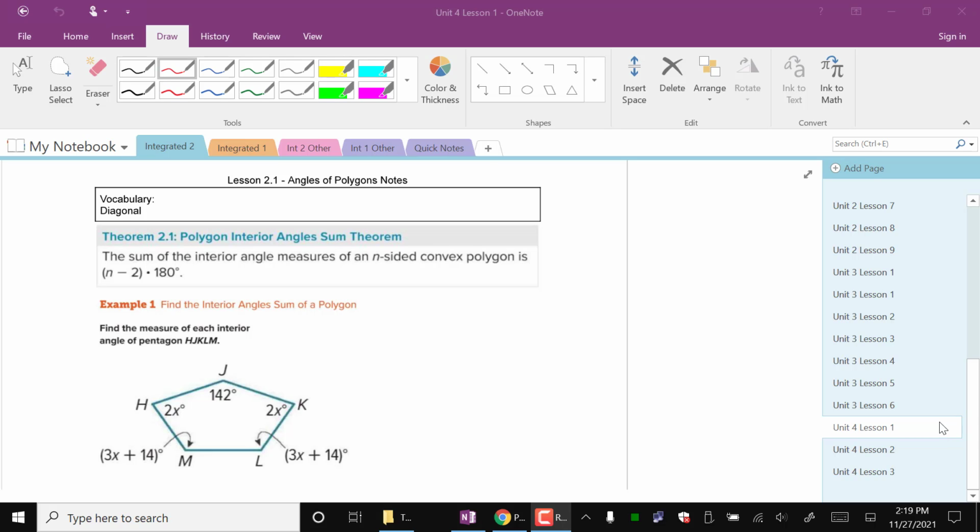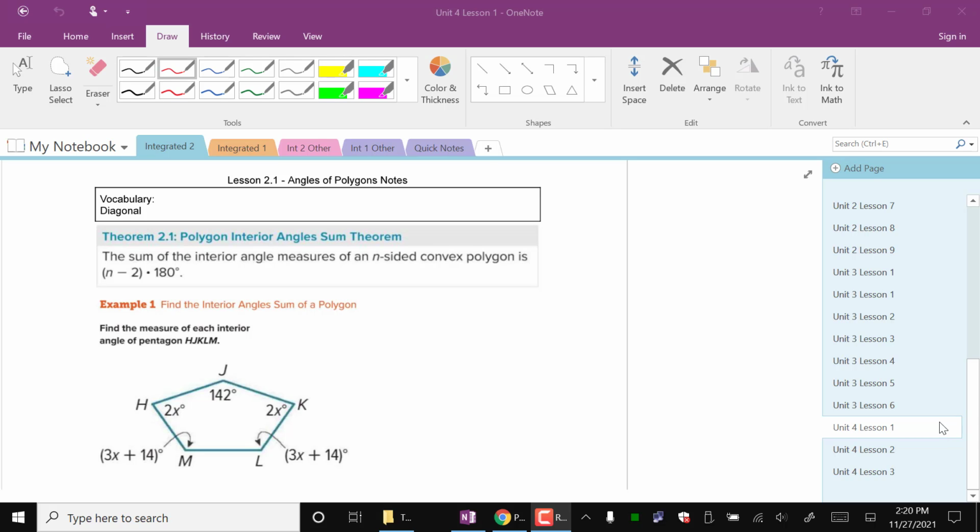Hello, today we're going to be looking at Unit 4, Lesson 1, Angles of Polygons. So we have a vocabulary word. Go ahead and refer to your vocabulary for the definition. And let's start off with a theorem. Theorem 2.1, Polygon Internal Angle Sum Theorem.